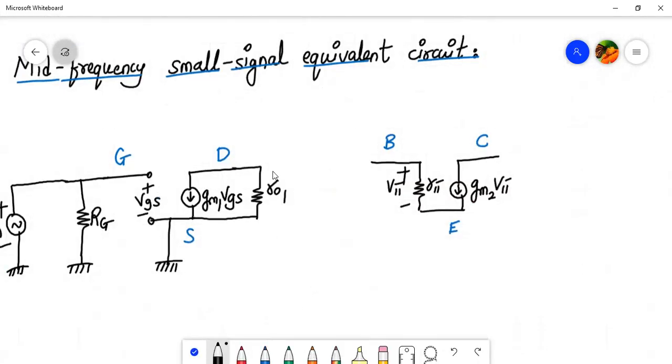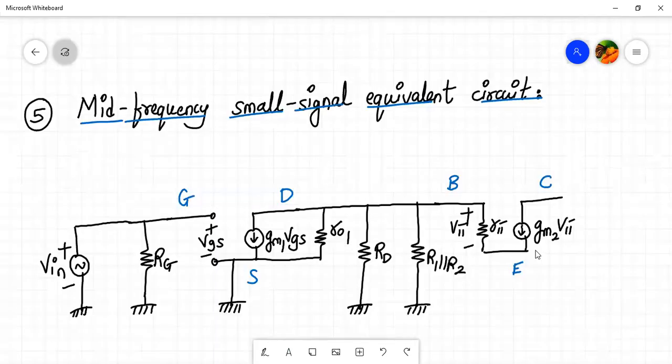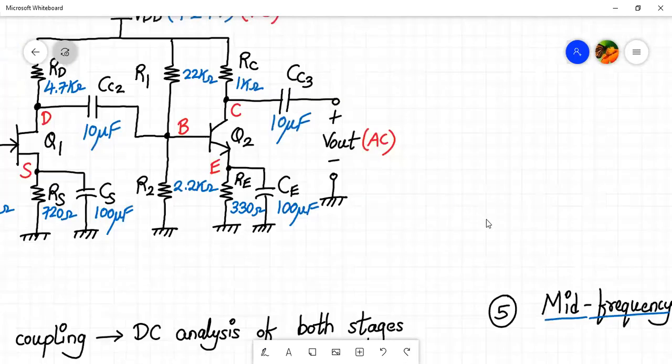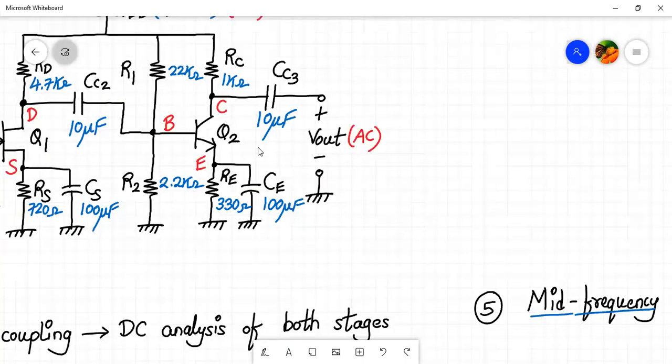First of all, let me connect the drain and the base terminal. So here we have resistor RD, and here we will have resistor R1 parallel to R2. Then let's check the connection at the emitter terminal. At the emitter terminal, we have a resistor in parallel with a capacitor. Since the capacitor is a short, the emitter terminal will be grounded.